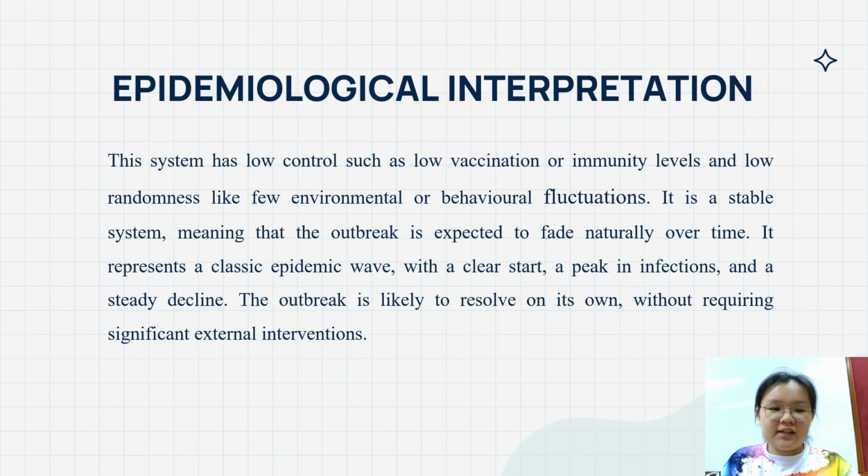So for the epidemiological interpretation of the second scenario, it reflects low randomness and low control. But due to the vaccine efficacy, the outbreak naturally dies out. It doesn't require large-scale intervention, resembling historical outbreaks that fade once herd immunity is reached.